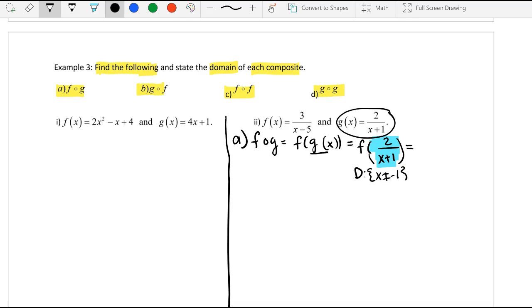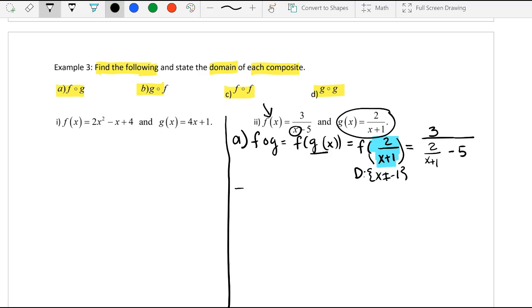So now I'm just going to look at f. Here's your f function, and I'm going to plug in 2 divided by x plus 1 for every x variable. So 3 divided by, I see an x variable. I'm going to write down the -5 first. The x variable right here tells me I'm going to put in this new input, 2 over x plus 1. Well, this next step is actually pretty difficult for some of us, because when you're subtracting, make sure you find the common denominator, okay?